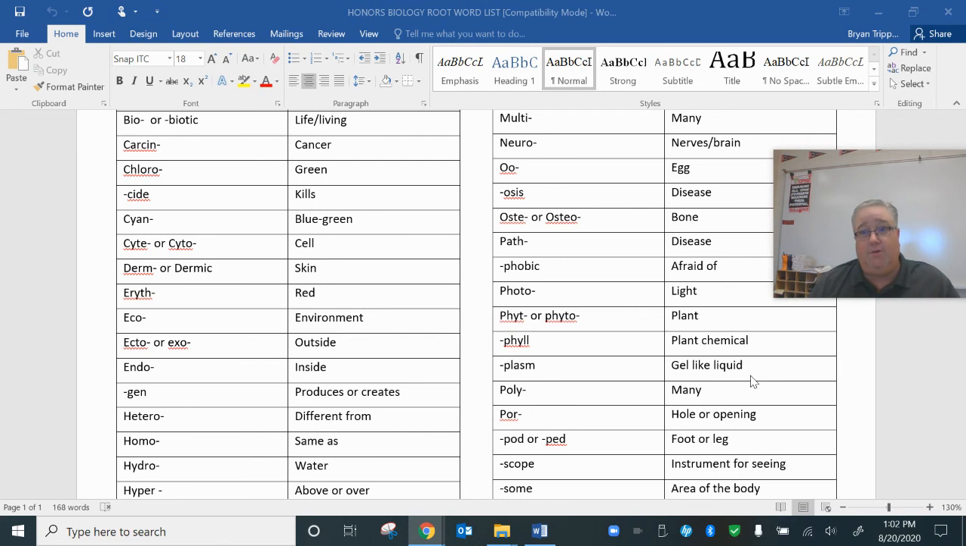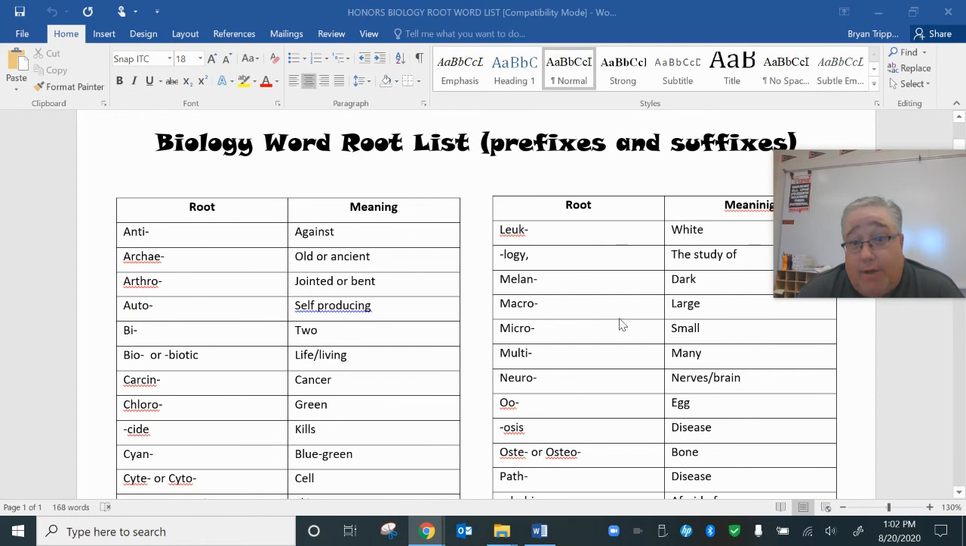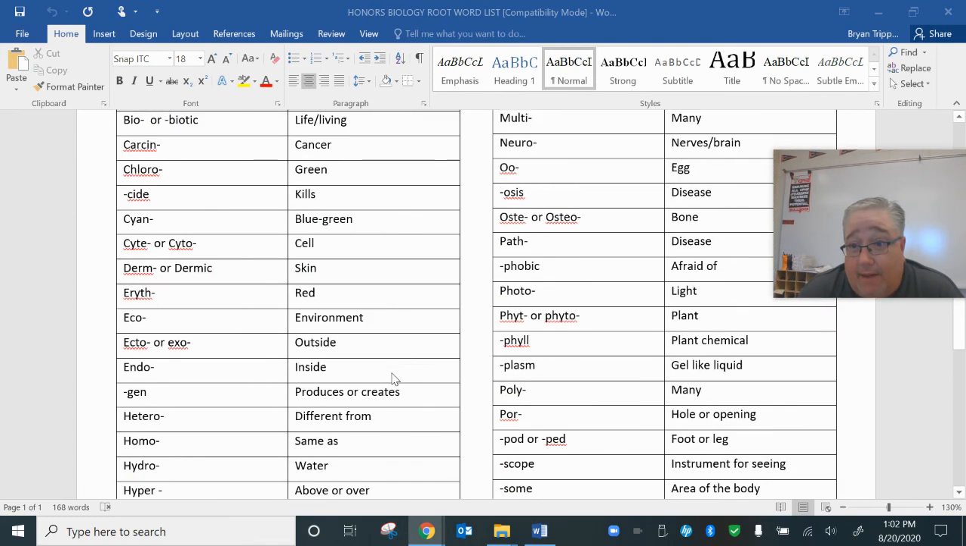So again, using these roots has a major advantage in getting you to understand some of the vocabulary. And we want to learn as many of these as we can. I'm not going to make you memorize them, but I want you to look at this from time to time, and maybe some of these will sink in. Okay, and that would be a good thing.